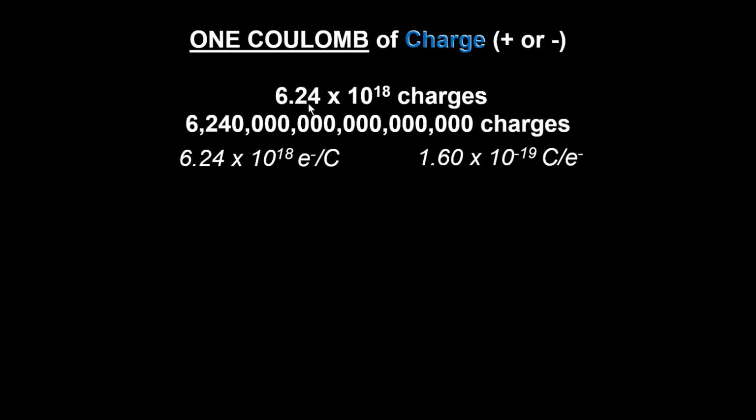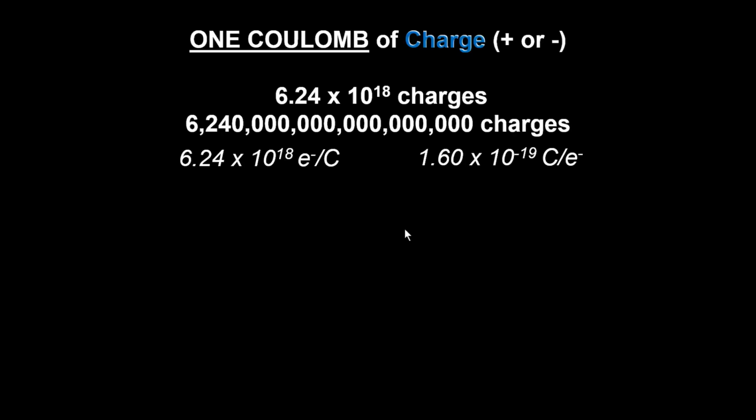And that number is 6.24 times 10 to the 18th charges, whether they be electrons or protons. That would be 1,000 million billion trillion quadrillion, 6.24 pentillion charges is what 1 coulomb is. So there's that many electrons per 1 coulomb. And if we take the reciprocal of that number, we get 1.60 times 10 to the negative 19th. That'd be how many coulombs there are per 1 electron. That's the charge of a single electron.